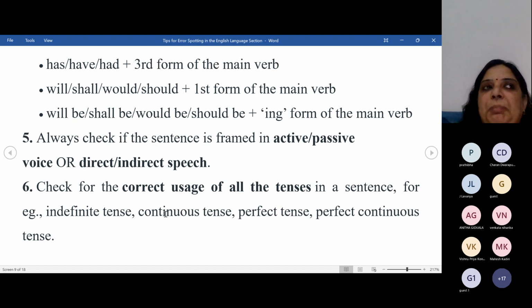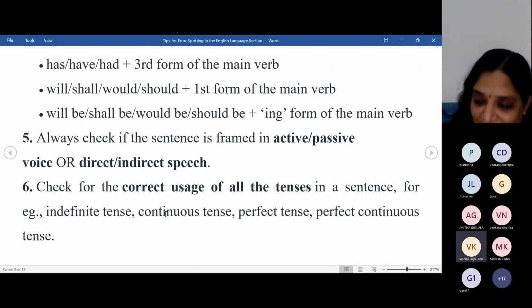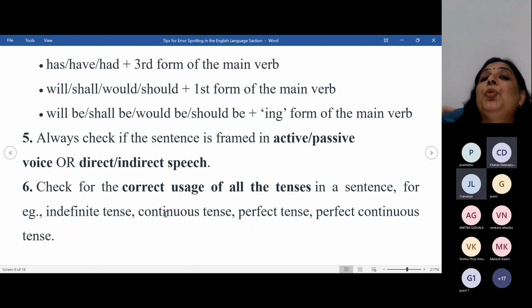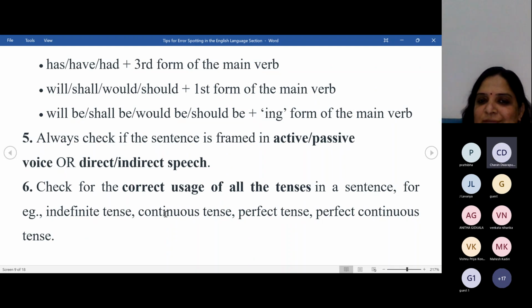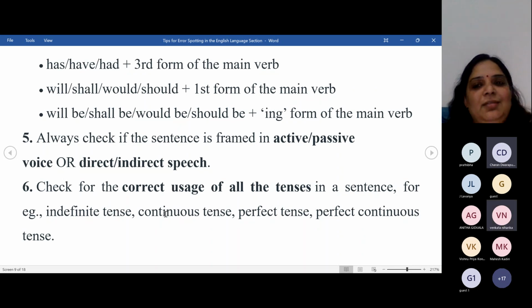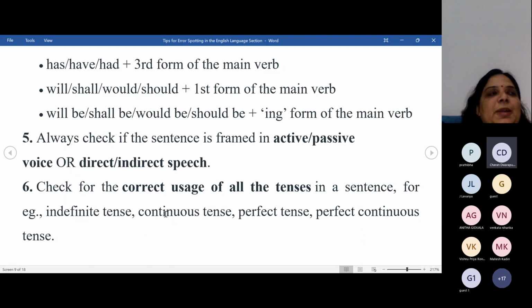Correct. So if I'm saying he is breaking the window, the window is being broken by him. Correct. And he was breaking the window: the window was being broken by him. So you understand? Whenever you change between active and passive, you have to see the tense also. The passive keeps the tense of the active. It is a past continuous tense. So that is how the passive becomes.